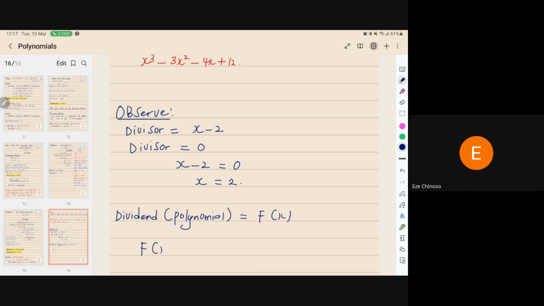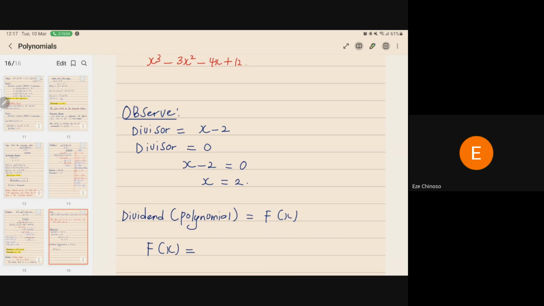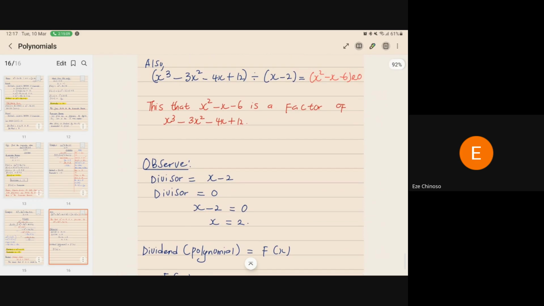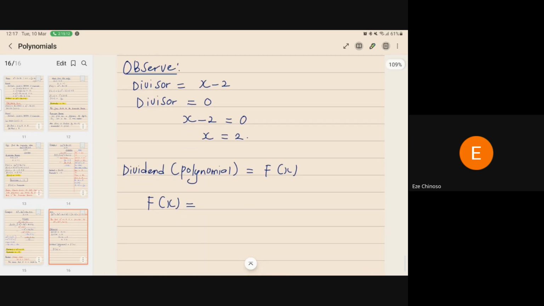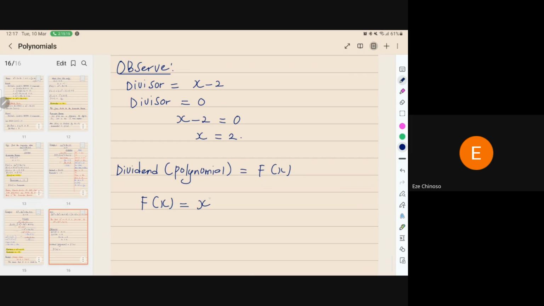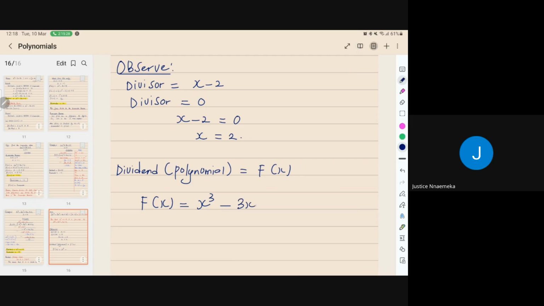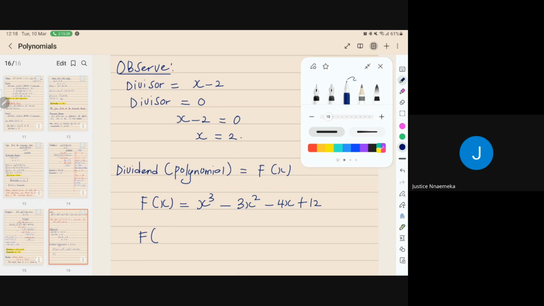And the f of x is equal to, call it for me. Someone call it for me, so that I can write without going up and down. x cubed minus what? Anybody calling it for me? Nobody. x cubed minus 3x squared, minus 4x plus 12. So we have f, plug in that 2 right there.